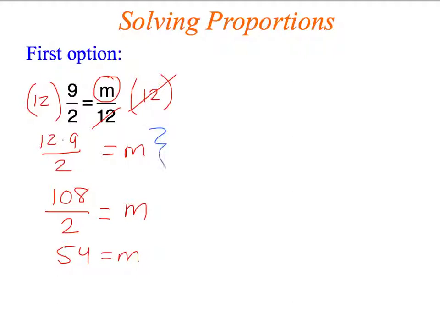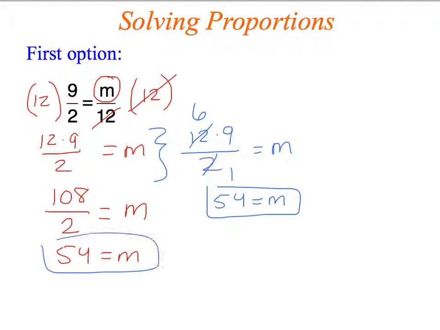Or you could take this step, and instead of multiplying this big number, you could simplify right away and say this becomes 1, this becomes 6, and now you just have 6 times 9, which is 54, which equals m. Both will get you the same answer, but this version makes the math a little simpler.